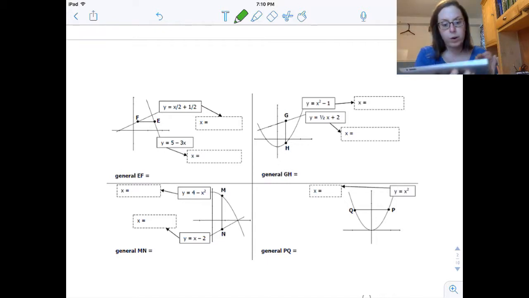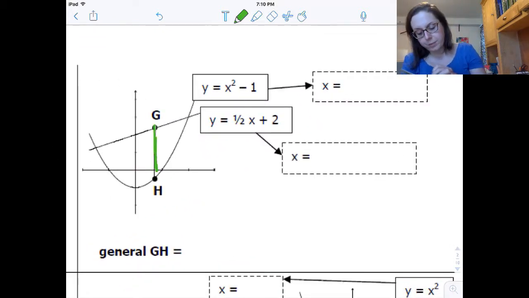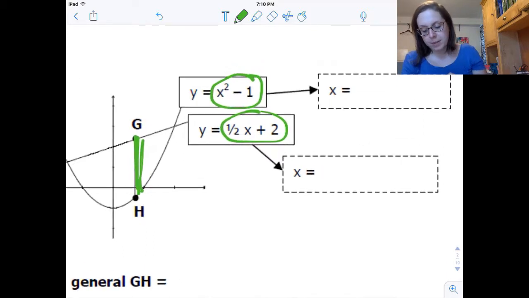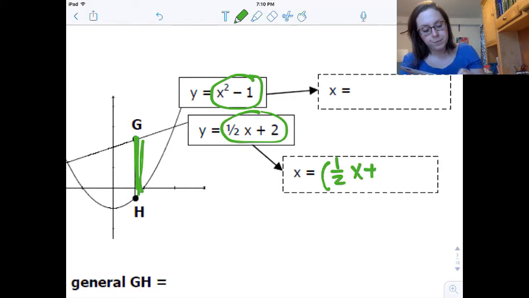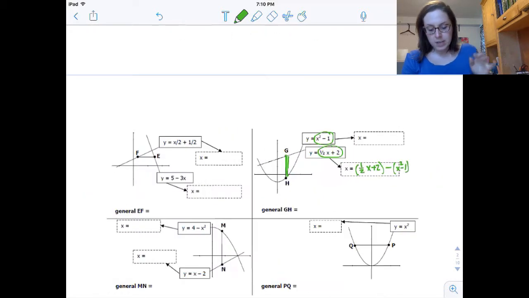So let's just do one or two more quickly. If I look at this one right here, going from G to H, I'm subtracting the y values. This is the y value of one, and that is the y value of the other. So I'm going to do top minus bottom. The top is my linear function, and the bottom is my quadratic. So that would be the distance between those. I'm subtracting the y values, and those happen to be in terms of x.